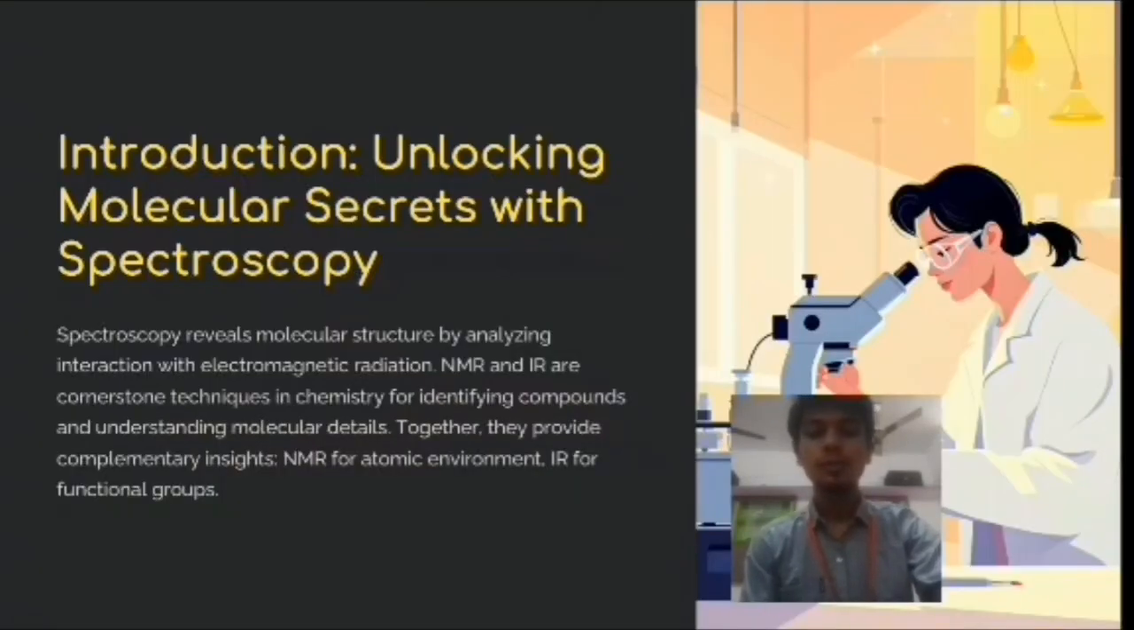Introduction. Spectroscopy is a scientific method used to study how different substances interact with light. Every material absorbs or gives off light in its own specific way, just like a fingerprint. By observing this light pattern, scientists can understand what a substance is made of and how its molecules are arranged.